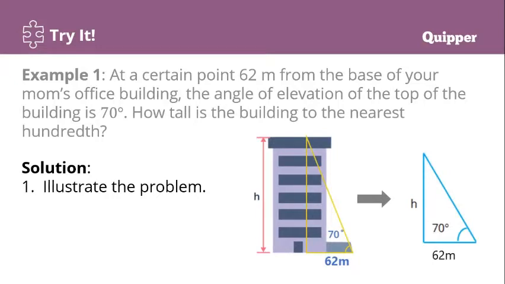So from there, we have now the building, and the angle of elevation is 70 degrees, and the distance from a certain point to the base of the office is 62 meters. Thus, we have this illustration: 62 meters and 70 degrees. We have two given numbers.